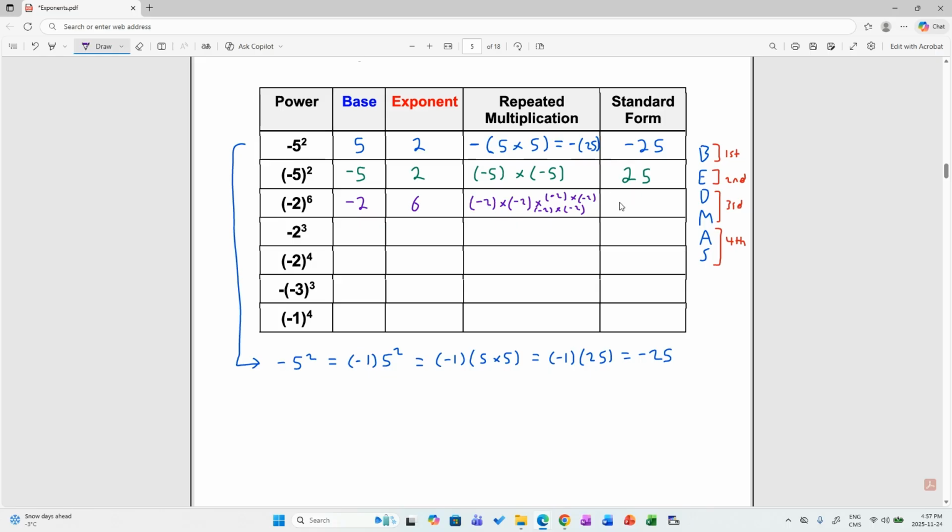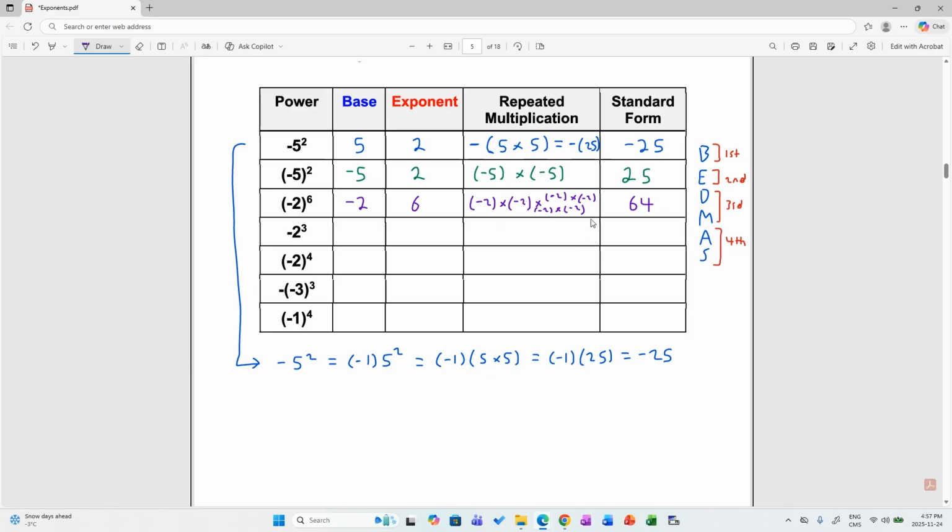Basically, all you need to know for this type of question is this. If you even ignore the negative, just what's 2 times itself 6 times? Well, 2 times 2 is 4, times 2 is 8, times 2 is 16, times 2 is 32, times another 2 is 64. So my final answer should be 64.